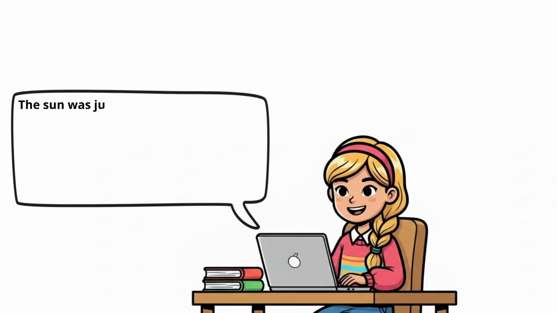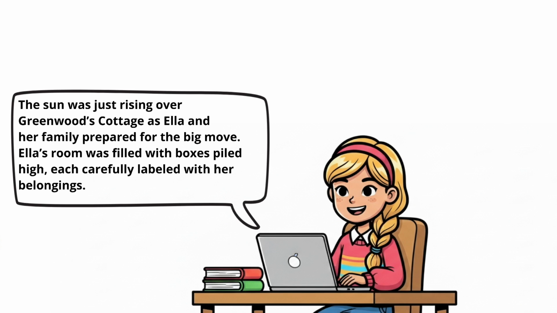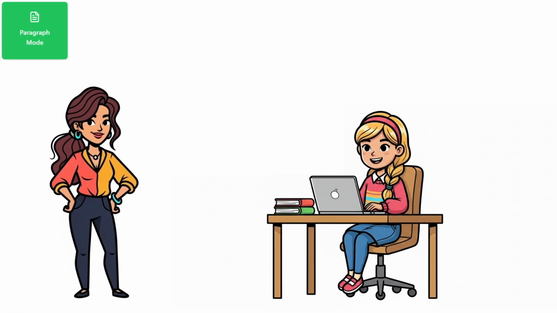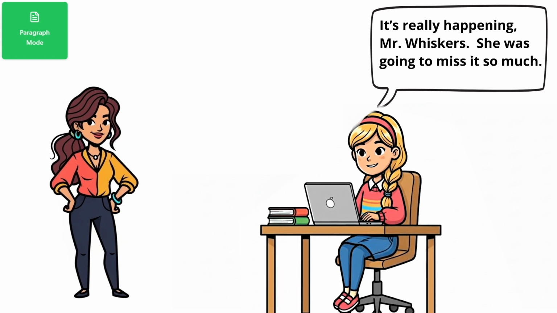The sun was just rising over Greenwood's cottage as Ella and her family prepared for the big move. Ella's room was filled with boxes piled high, each carefully labeled with her belongings. It's really happening, Mr. Whiskers. She was going to miss it so much.